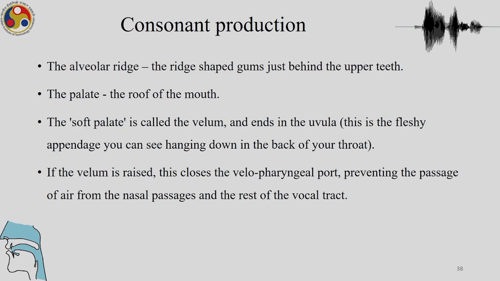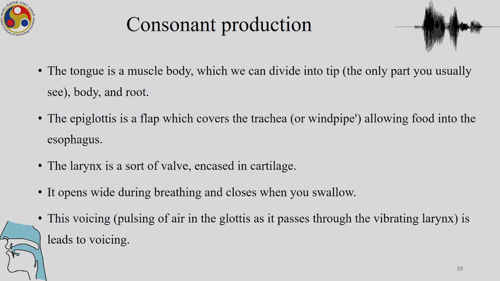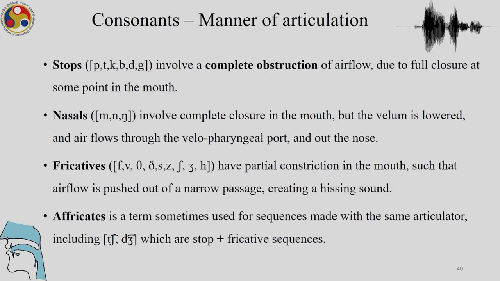And then we have consonant production, which involves the different places in the mouth: the alveolar ridge, the palate, and the velum. Then we have the tongue, which is the active articulator, the epiglottis, and the larynx. We have different consonants based on manner of articulation, where there is complete obstruction, and then we have stops and full release. We have nasals also, which are stops when the velum is lowered, and then the air flows through the velopharyngeal port and out of the nose.